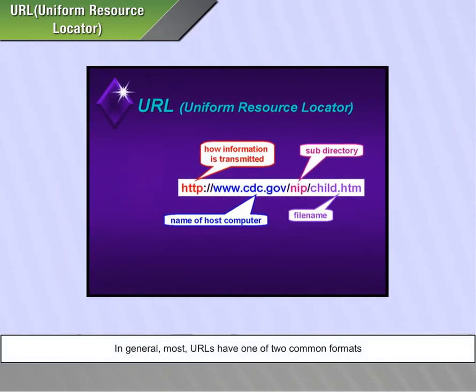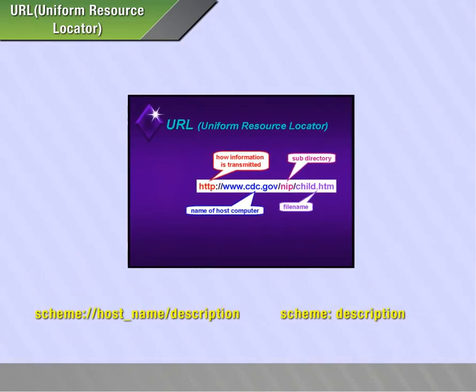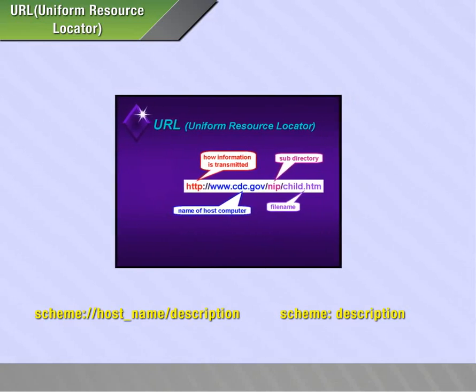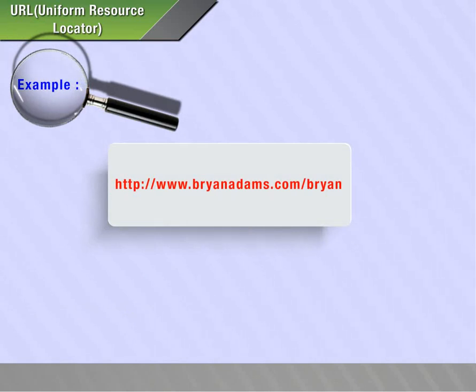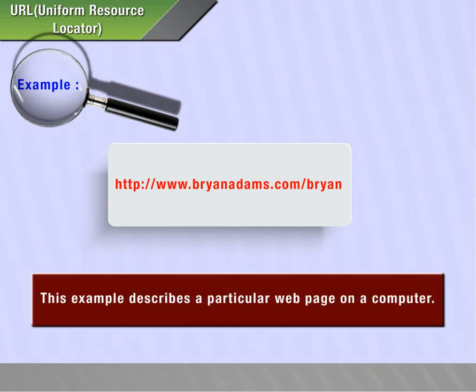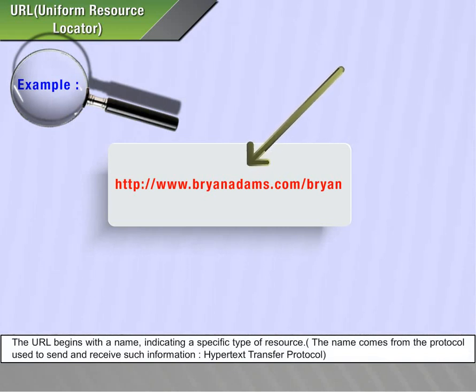In general, most URLs have one of two common formats: scheme://hostname/description, scheme:/description. Example 1. http://www.brianadams.com/Brian. This example describes a particular web page on a computer. The URL begins with a name indicating a specific type of resource. The name comes from the protocol used to send and receive such information, Hypertext Transfer Protocol.